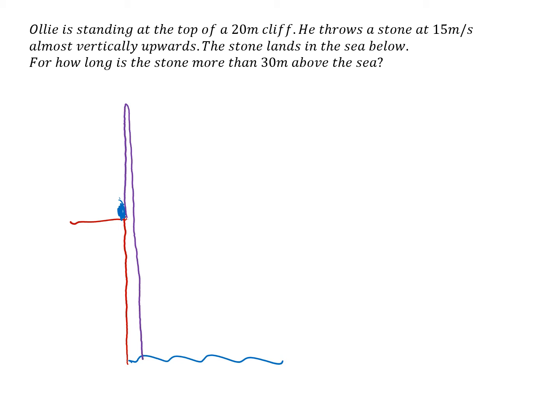So the cliff then is 20 meters high, and we're throwing from this point here, so I'm going to treat that as my origin, and I'm going to take the upward direction as the positive direction. I don't have to, but it seems sensible to do that. That's the start of the motion.